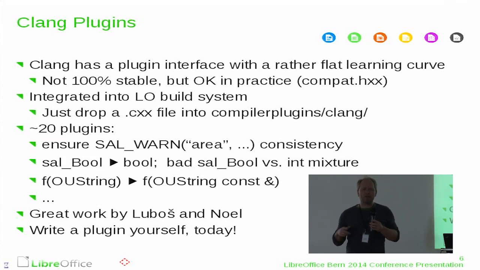So all the source files that you then compile will include that check. And one of the features that made Clang popular is that this interface to write plugins is rather easy to use compared, for example, to the GCC one, which has been out there much longer, but always had a reputation of being very hard to write plugins for.